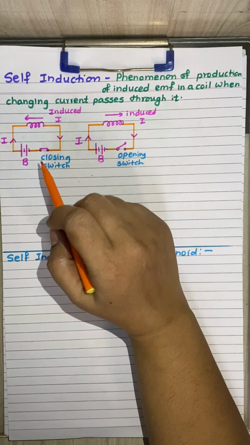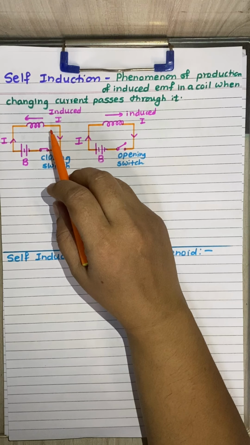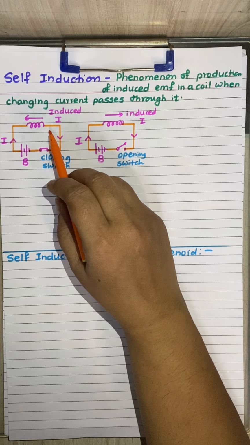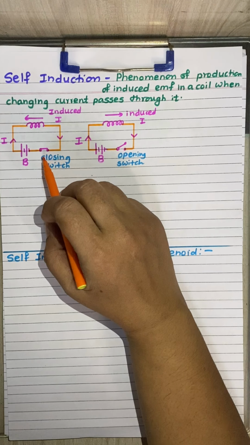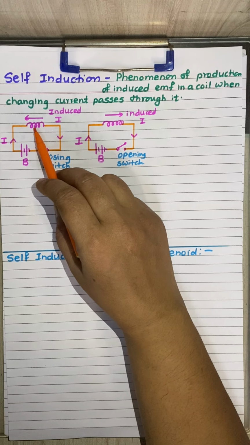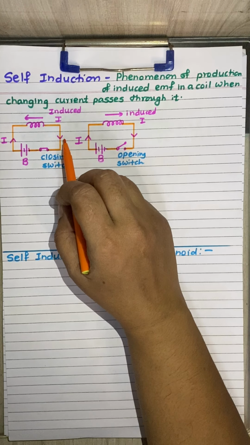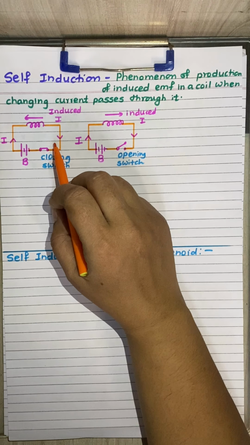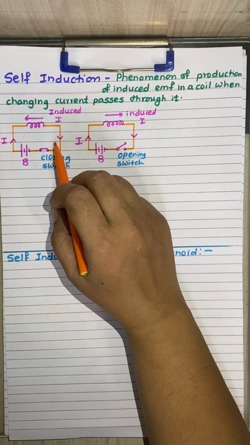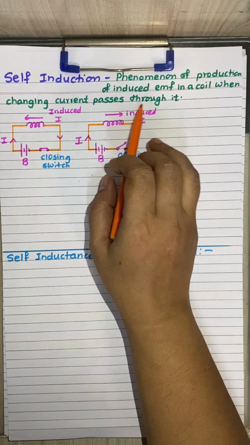First of all, let us understand. When the current flows in the coil, it gives rise to magnetic flux through the coil itself. As the strength of the current changes, the linked magnetic flux changes and opposes the EMF which is induced in the coil. This EMF is called a self-induced EMF or a back EMF. This phenomenon of inducing the self EMF is called the self-induction phenomenon. So self-induction is the phenomenon of production of induced EMF in the coil when changing current passes through it.